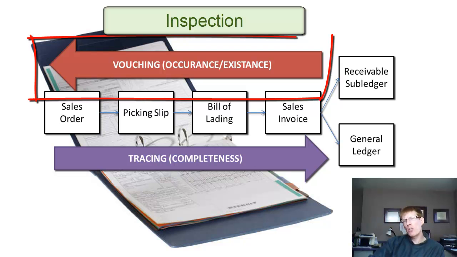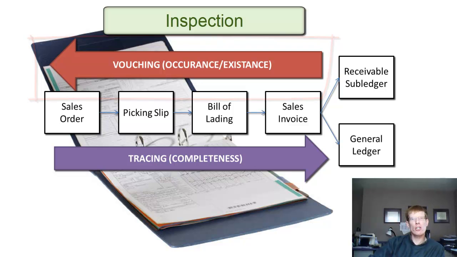Now, if our audit objective is to verify the existence assertion, we would need to start at the general ledger and work our way back to the source documents. That is, the sales invoice, then the bill of lading, and then the shipping document, and finally the sales order. This is called vouching a transaction.